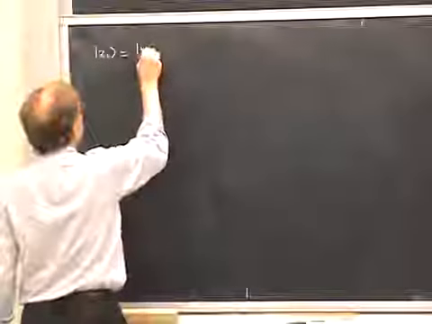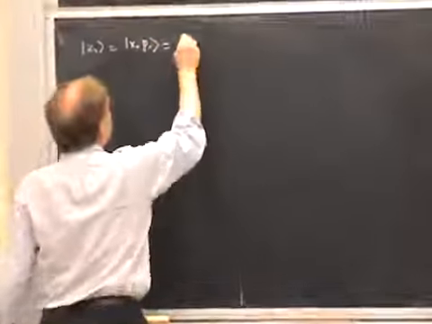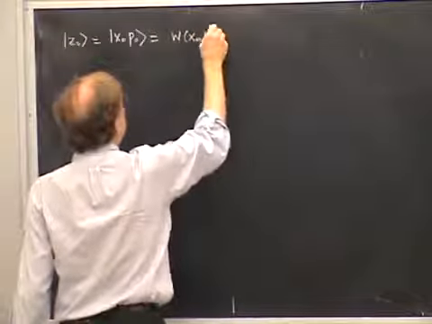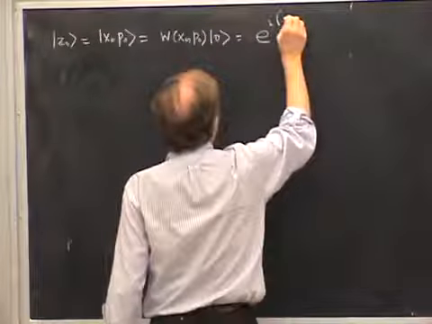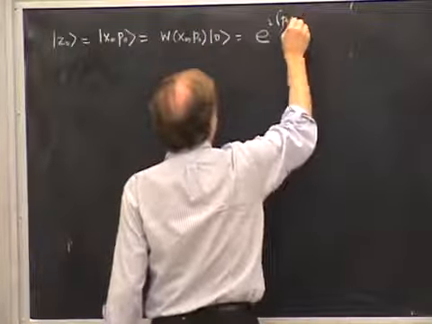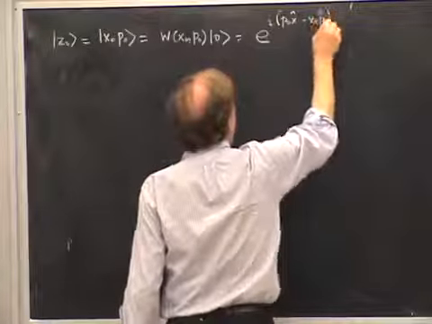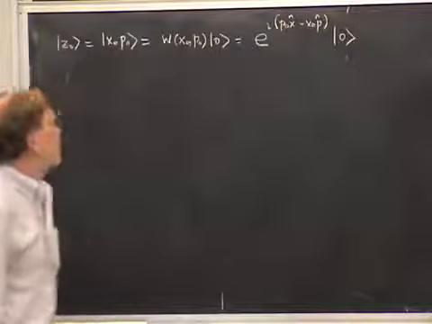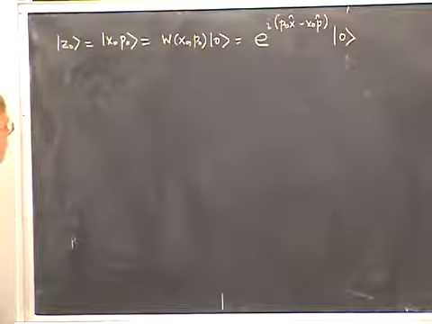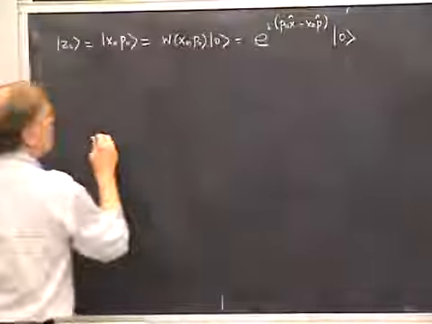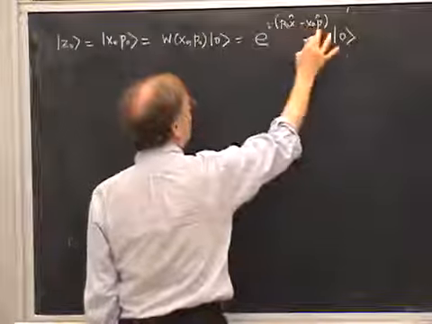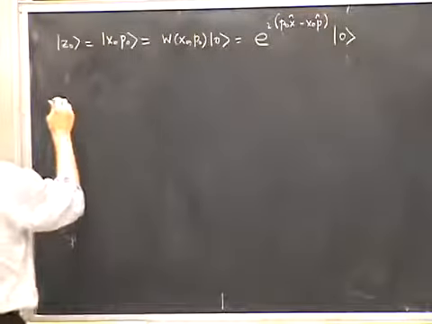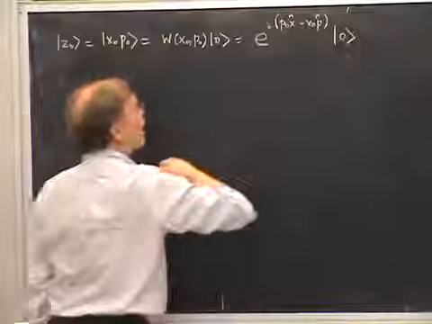So here's what we've got. Z0 is equal to the same thing as x0, p0, which is the same thing as W of x0, p0 acting on the ground state, which is the same thing as e to the i (p0 x hat minus x0 p hat) applied to the ground state. That's the Heisenberg operator. Now, allow me to do this. x0 and p0 are c-numbers, ordinary numbers, and x hat and p hat are operators. Let's express these in terms of their corresponding complexified versions.